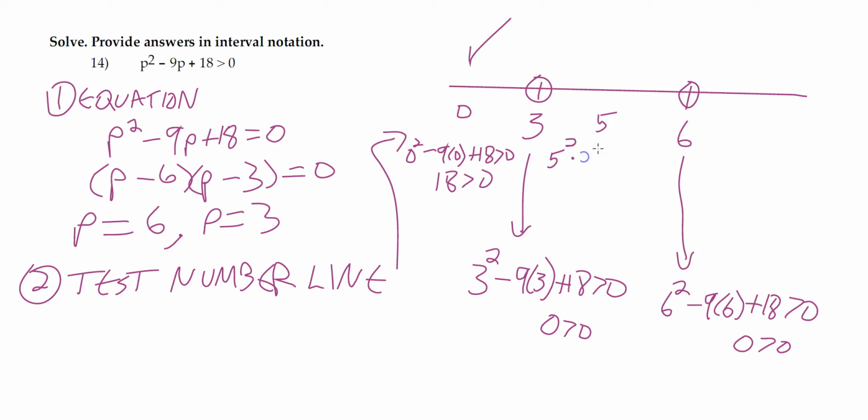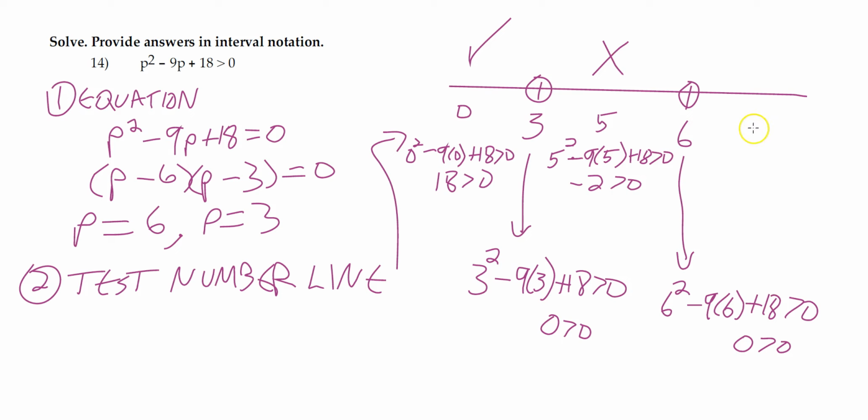Let's test 5 in the middle. 5 squared minus 9 times 5 plus 18 greater than 0. That's 25 minus 45 plus 18. So 25 minus 45 is negative 20, plus 18 is negative 2. That's not true. Negative 2 is not greater than 0. So none of those values in between these two solutions to the equation satisfy the inequality.